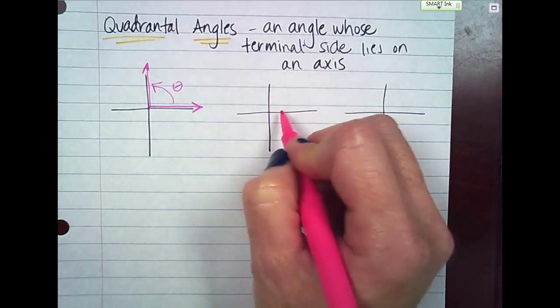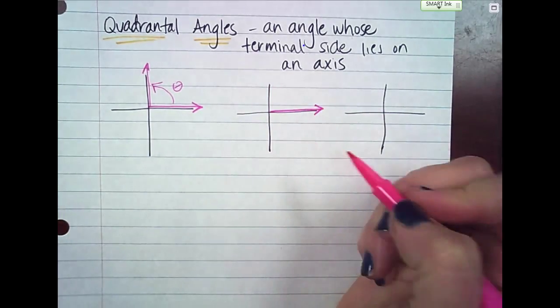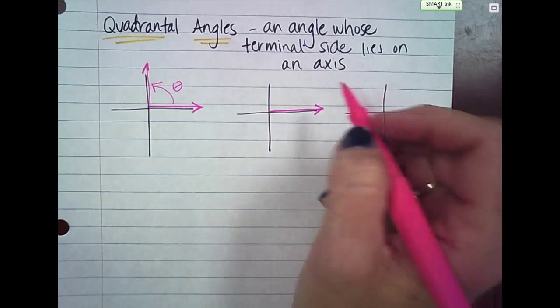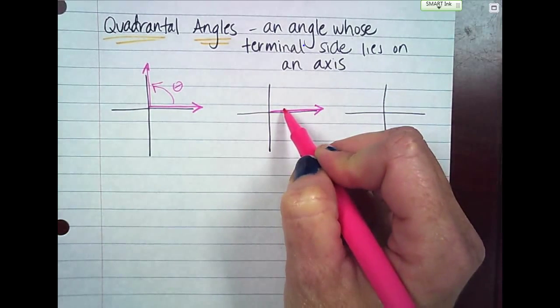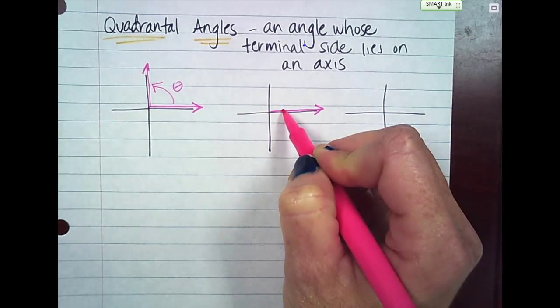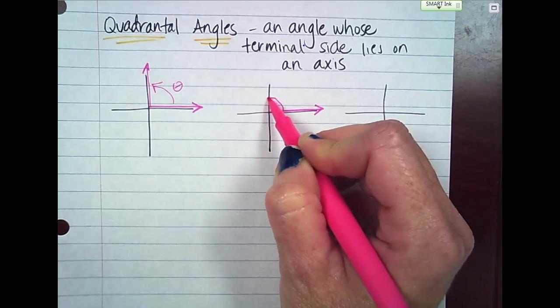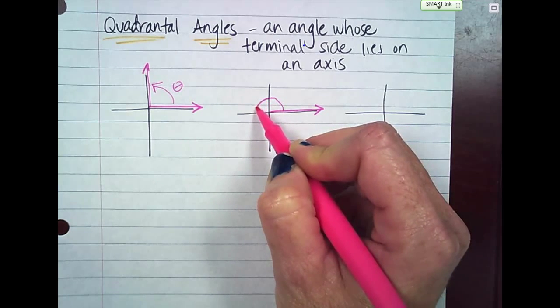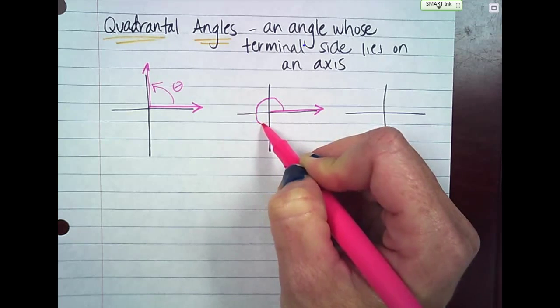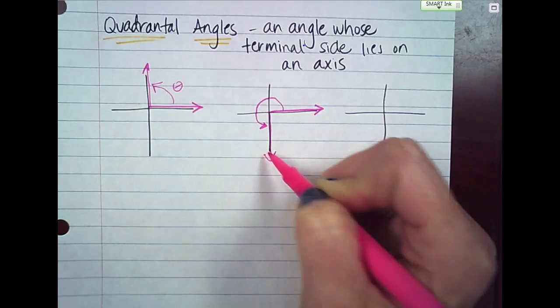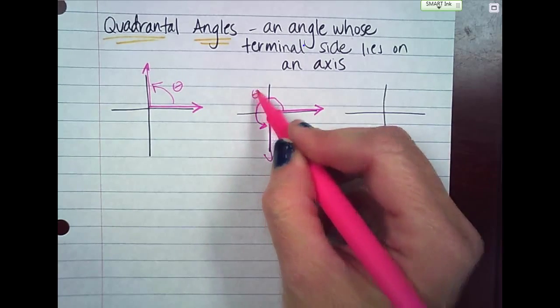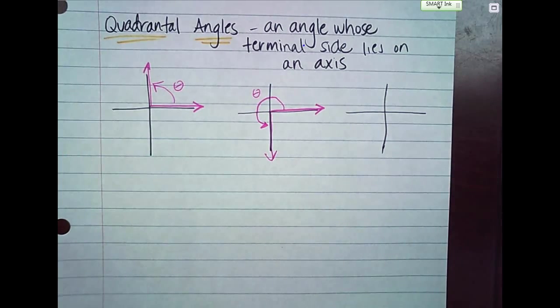The next one. What if I don't stop at 90? What if I start here at 0, but I'm going to watch my arrows? I'm not going to stop at 90. I'm going to keep going. I'm not even going to stop at 180. I'm going to stop way down here at 270. It's also a quadrantal angle.